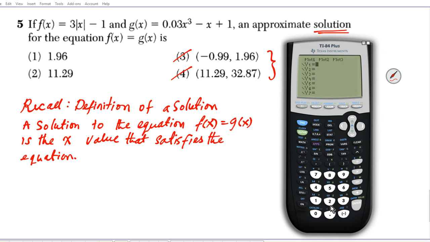Okay, press Y. Let's graph the first one, 3 absolute value, we go to catalog, x minus 1. That's the first function, f of x. The second function is 0.03 x to the third minus x plus 1. Alright, so there go the two functions. Let's graph it.